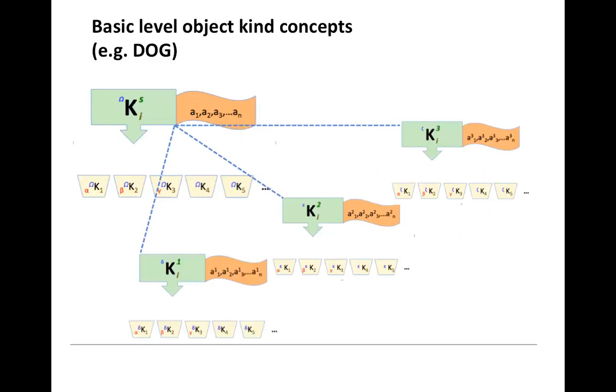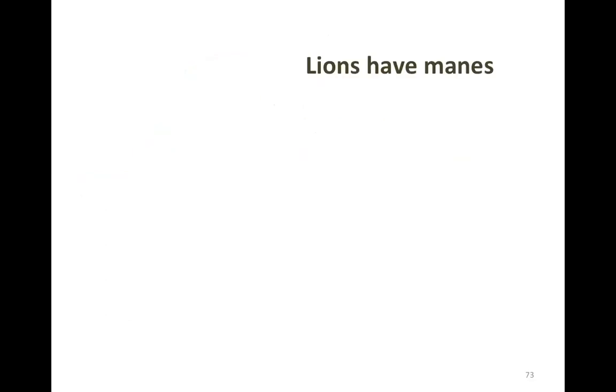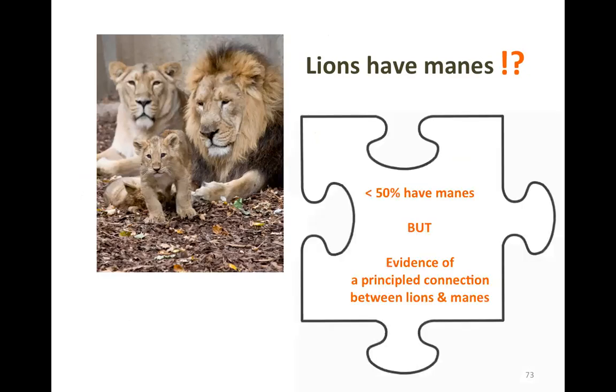Okay, so up to now, we have focused on the fact that kinds are characterized by a set of properties that they have by virtue of being the kinds of things they are. But we haven't asked the question whether all properties characterize instances in the same way. We kind of assume that is the case, but there are data that call that into question. So it sounds perfectly fine to say something like lions have manes. Now that should be surprising and confusing because, as we all know, less than 50% of lions have manes. It's only the healthy adult male lions that have manes.